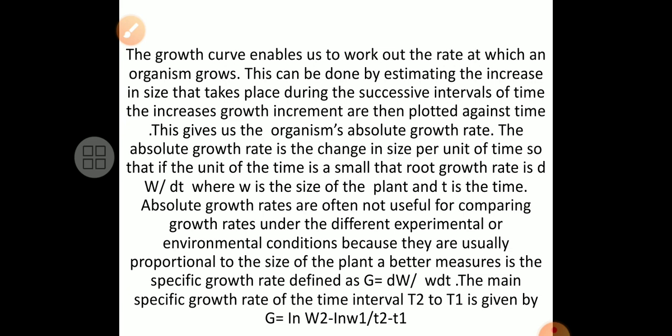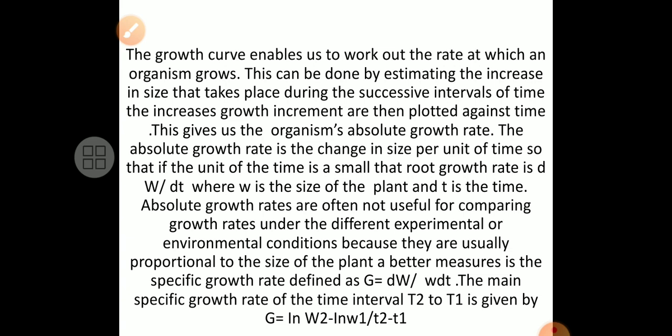The absolute growth rate is the change in size per unit of time. So if the unit of time is small, the growth rate is dW divided by dt, where W is the size of the plant and t is the time. Absolute growth rates are often not useful, my friends, for comparing the growth rates under different experimental or environmental conditions, because they are usually proportional to the size of the plant.